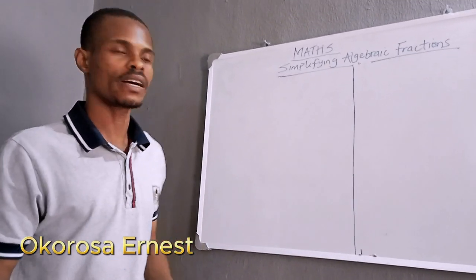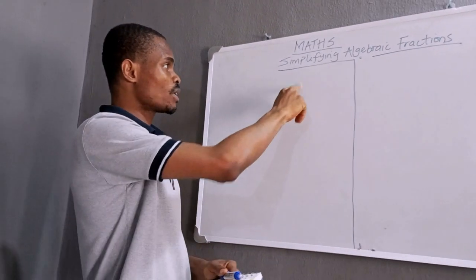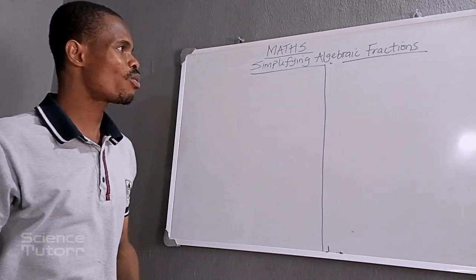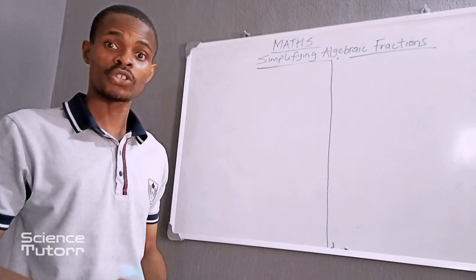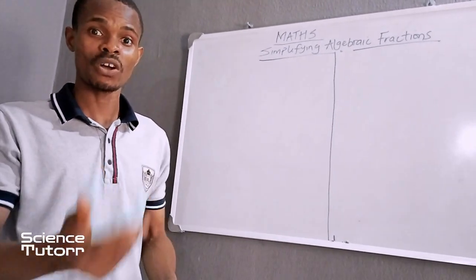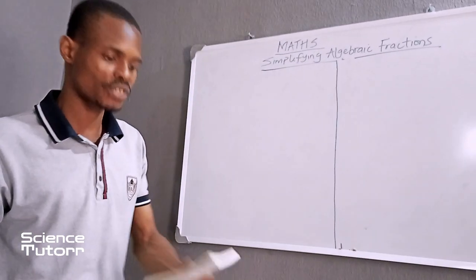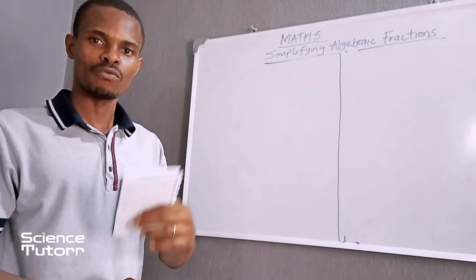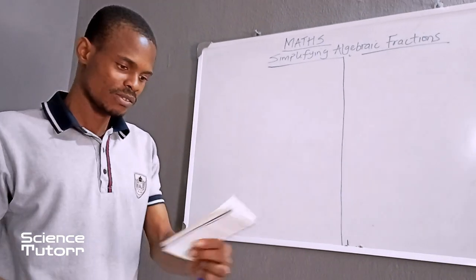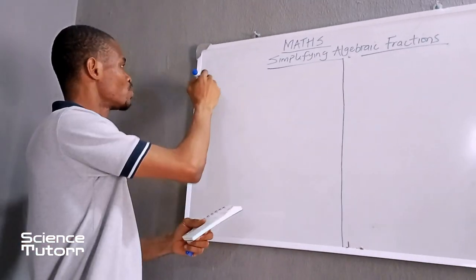Today we shall be looking at mathematics, a topic we call simplifying algebraic fractions. Algebraic fractions are simply a combination of letters and numbers used in solving problems. So right here I have a series of questions we shall be looking at, basically from SSC questions. So we shall be taking some examples.